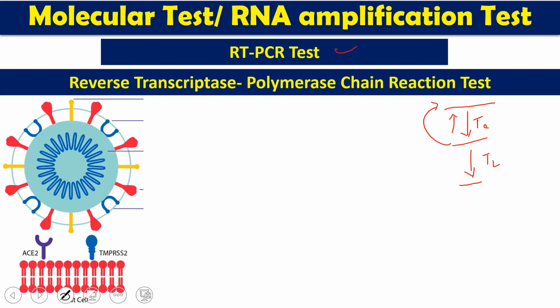Why do we require reverse transcriptase? Because you know that coronavirus has RNA as its genetic material. RNA cannot be used directly for the polymerase chain reaction, so first the RNA needs to be converted into DNA.